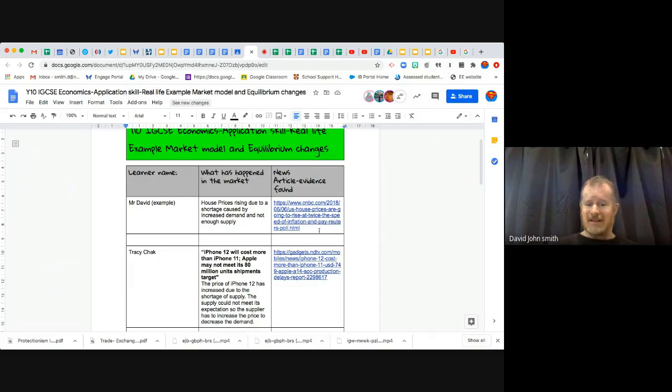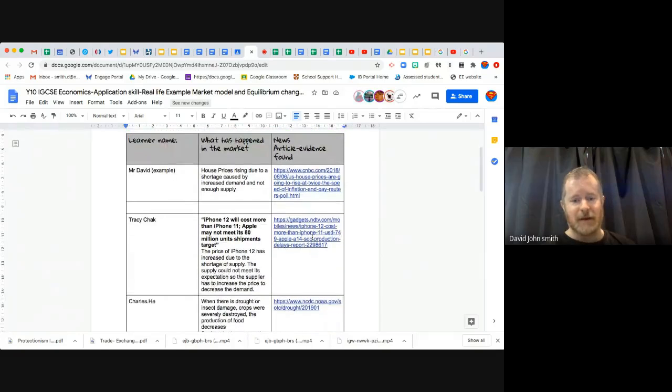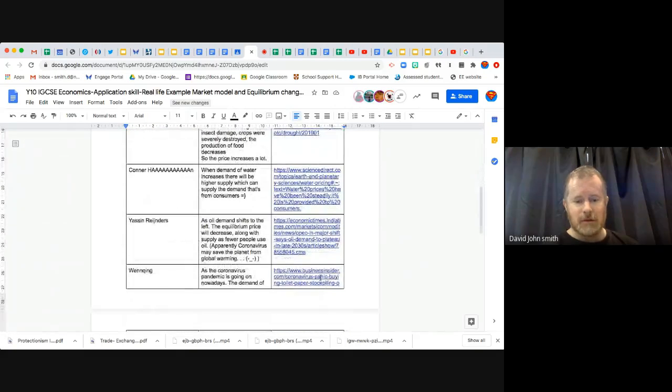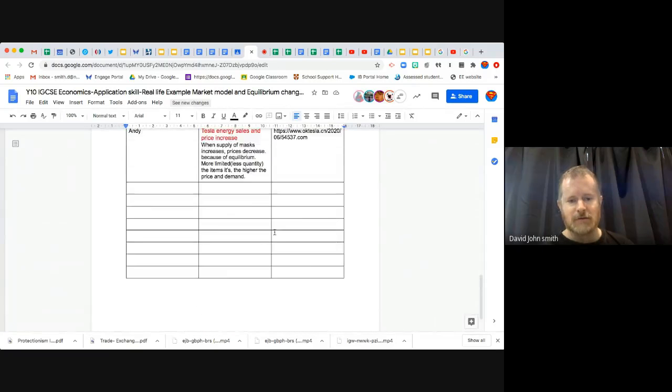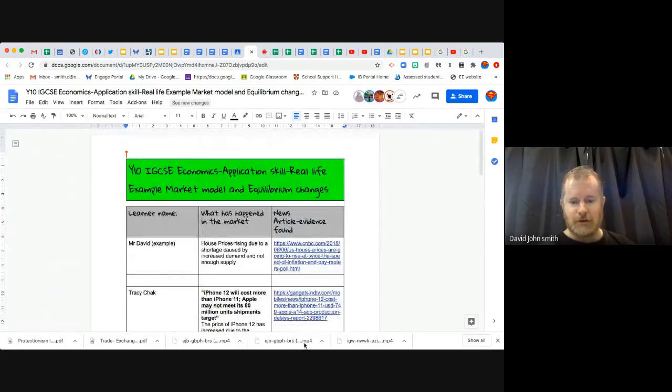Why I'm wanting you to do this is, again, it's an application. It's looking for real life examples to further apply this particular skill, but it's also the link between real life and the theory, which is really important, particularly in an exam situation when you're going to be given real life case studies and have to explain them. Plus, it's fun. So what I'd like you to do is add in here. You might need to add another cell or two. You should have access to that as a doc. You'll need to go on to Google, do a search for news articles, and have a look for different market models.